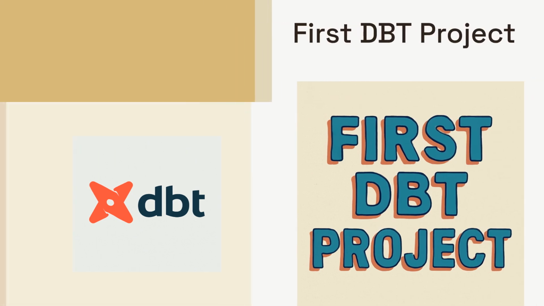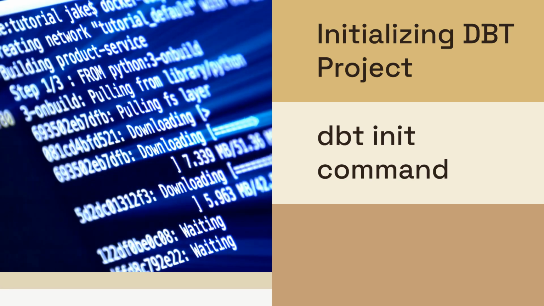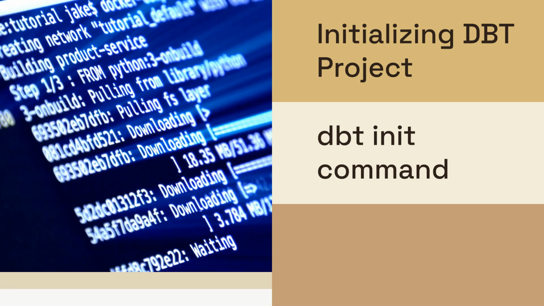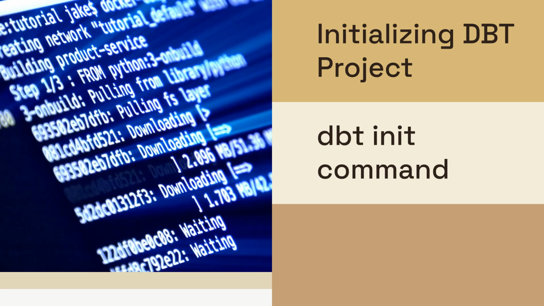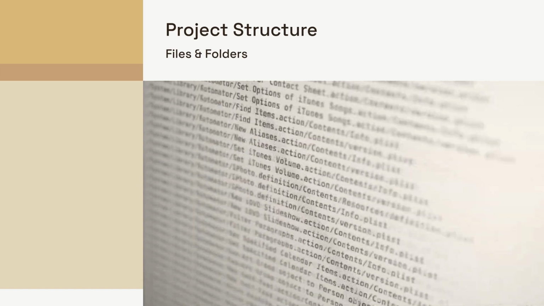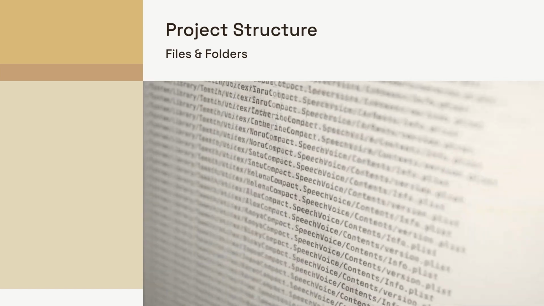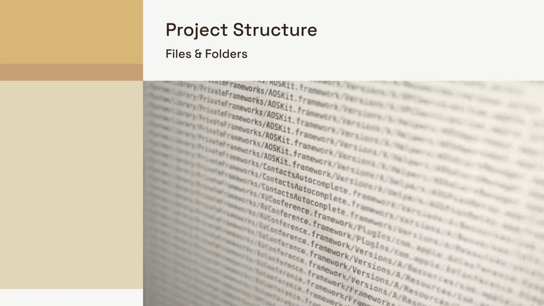Let's get started by creating your first DBT project. This will set up the basic structure and files needed for your DBT work. Use the dbt init command to initialize a new DBT project. This will create a project directory with the necessary files and folders. A DBT project includes directories for models, tests, documentation, and configurations. Understanding this structure is key to managing your work.